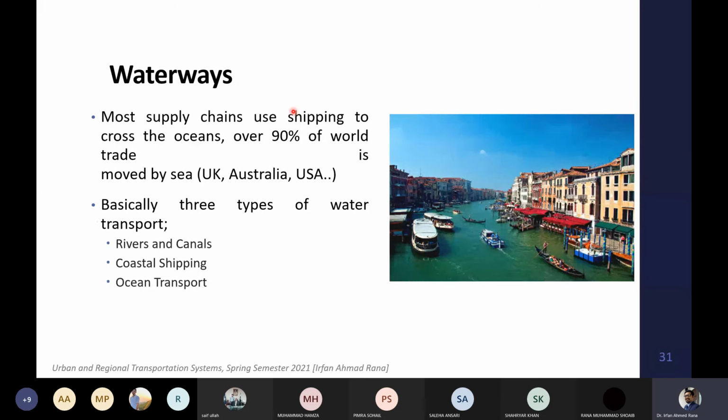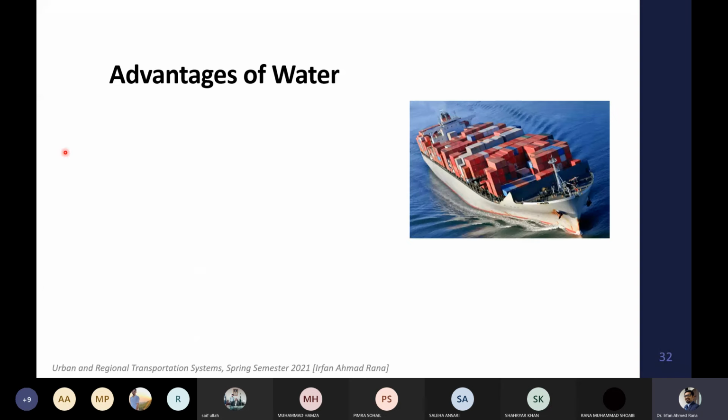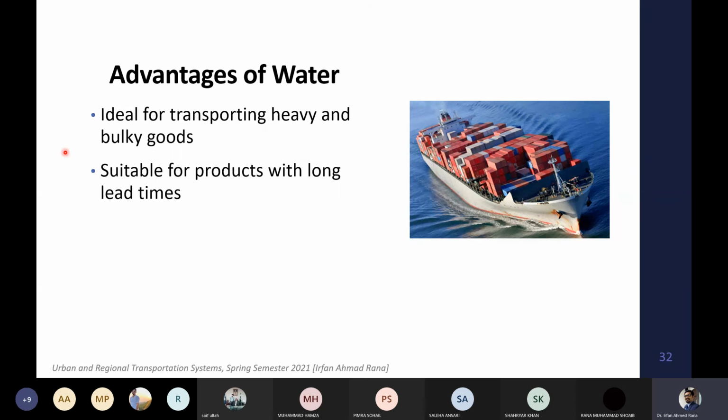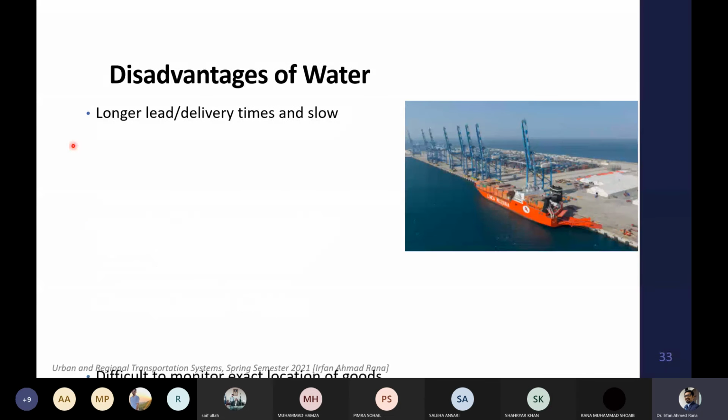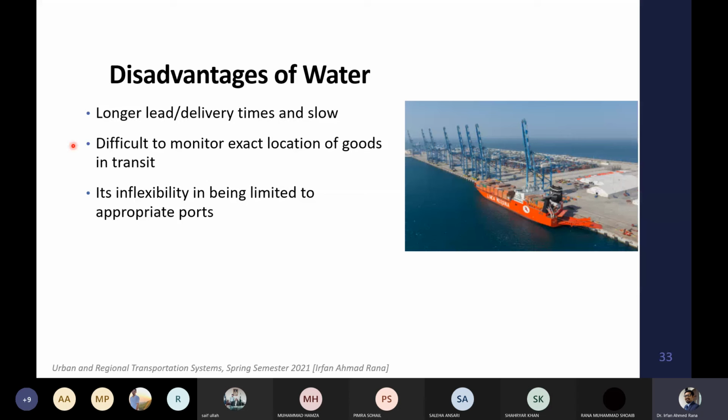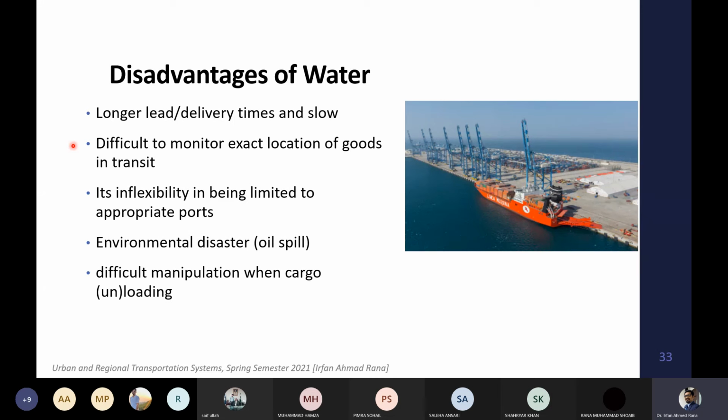Okay, so different types of waterways, advantages. Bulky goods transportation is suitable, but it has long times; cheap motors and power, it's very energy efficient. It can go across continents, across countries. Disadvantages are delivery times, and it's difficult to monitor exactly. Ports are there, like a deep sea port and everything, so these kinds of problems are there for some countries. The broad problem is oil spill. If a lot of oil is spilled, it is very deteriorating for the environment and for the marine habitat. Unloading is also a bit difficult depending on the containers that we have.